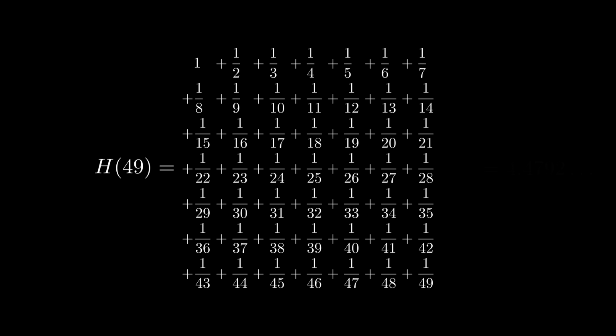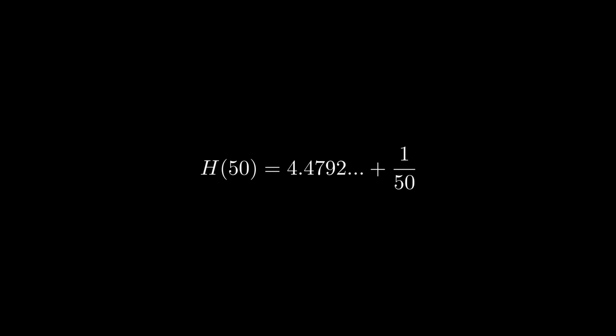So now let's say we want to find H of 50. We could go through the whole process again and add up all 50 reciprocals, but that would be a huge waste of time because we've already calculated the first 49. So we can just take our solution for the first 49 that we already have and add 1/50th to it. This shortcut generalizes to any value of n.